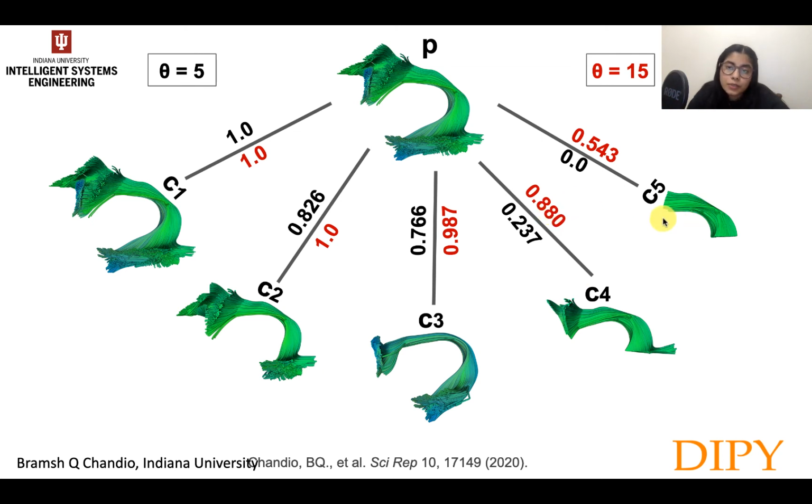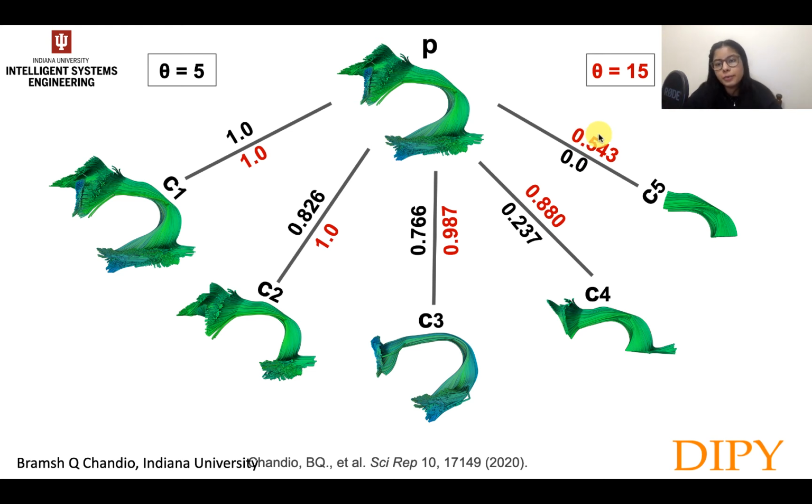And this is interesting when we go to the C5. If we look at it, the shape is not the same, but this is a child of this P, the parent. It means that this is part of this bundle. There is some part that is the same, so it should get some similarity score. So here, with the threshold of 15, we are giving it 0.543.